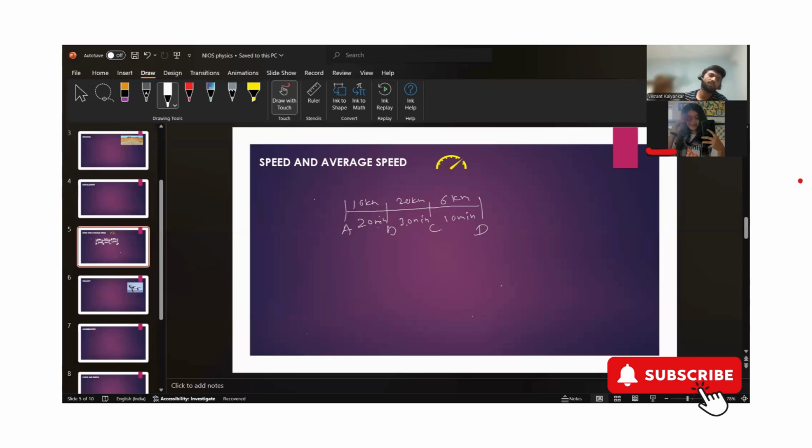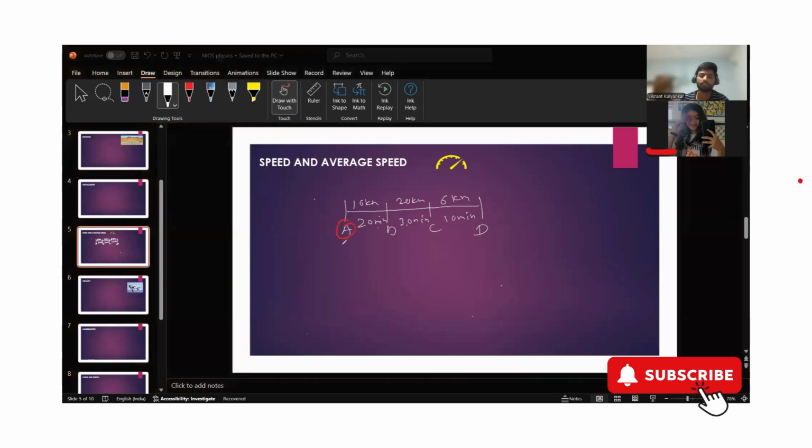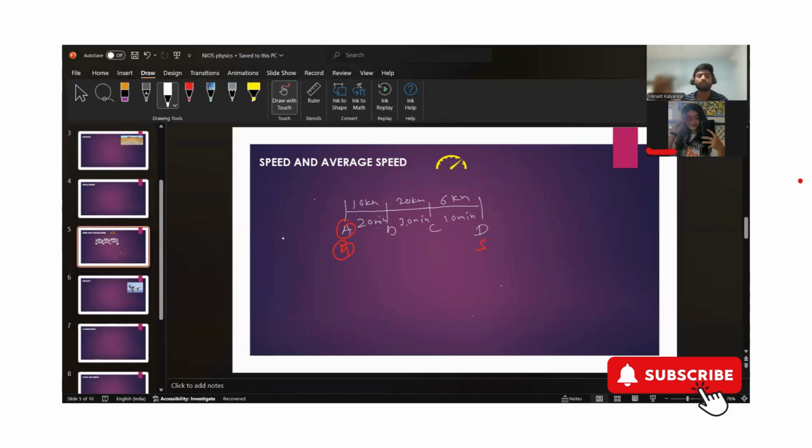Here your initial position is A. Suppose this is your house and this is your school, right? So your initial position is your house and the final position is your school. Whenever we are measuring average speed, we are measuring it for the whole journey. So the formula for average speed: average speed is equal to total distance covered upon total time taken.